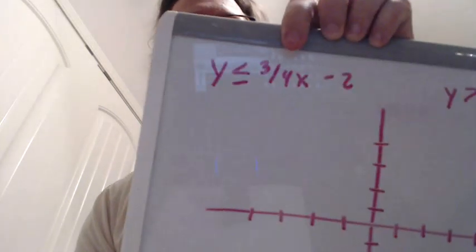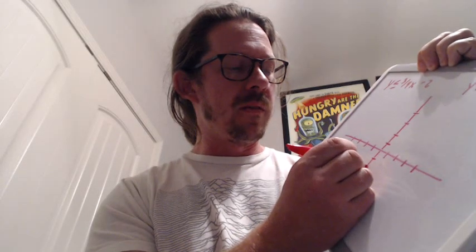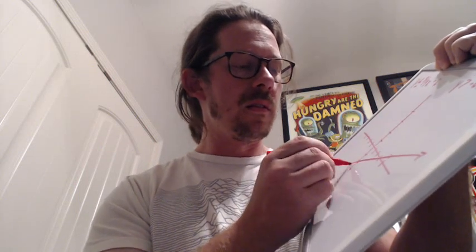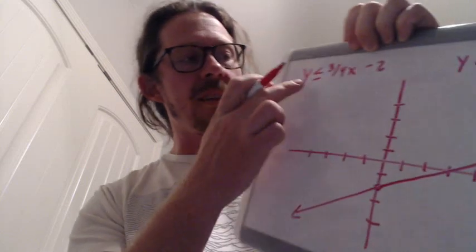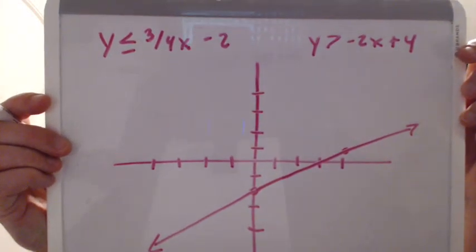So, y is less than or equal to 3/4 x minus 2. We've got a y-intercept of -2, and then a slope of 3/4. So up 3, over 4. And it is a solid line. You say, well, why is it a solid line? It's a solid line because of that "or equal to." So here we have that line, and we just have to figure out what to shade.